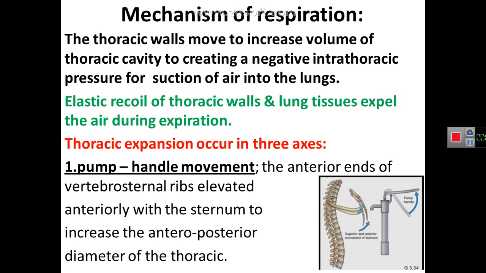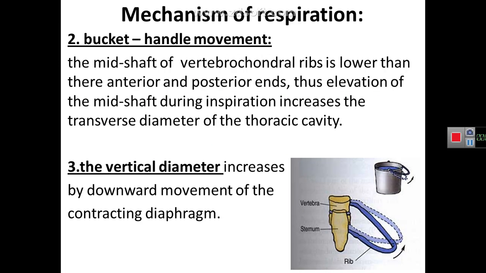And also, in addition, the vertebrochondral ribs, which are the 8, 9, 10 ribs, also during inspiration, the mid-lateral parts of the curved vertebrochondral ribs will be elevated, and this elevation of the mid-lateral curvature of the vertebrochondral ribs leads to an increase in transverse diameter in a mechanism similar to elevation of a bucket handle, and so this movement is called the bucket handle mechanism.